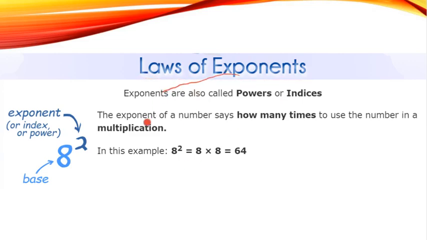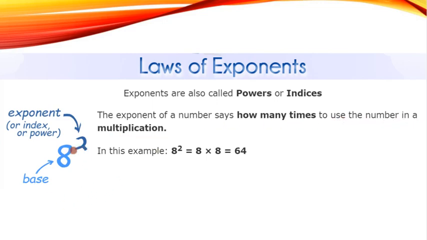So what does exponent mean? Your exponent means the power or the indices. Suppose you have a number 8 and you are writing a number 2. This number 2 represents your exponent, which is the power of 8. So 8 to the power 2, and this 2 is your exponent. What does this exponent mean? The exponent of a number says how many times to use the number in that multiplication.